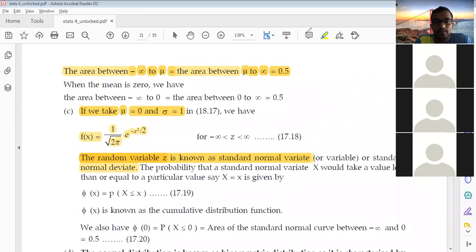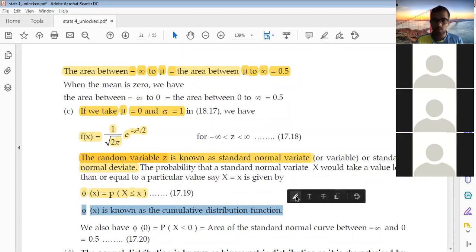Next, we will look at some other very, very important things here, which questions are asked. Now, students, this part, let me highlight it here. This one, area of x equals to p into x less than equal to x. Just underline it. Sometimes they will ask you this question. What is this area of x equals to? This is, we call it as area of x, otherwise it is known as a cumulative distribution function.